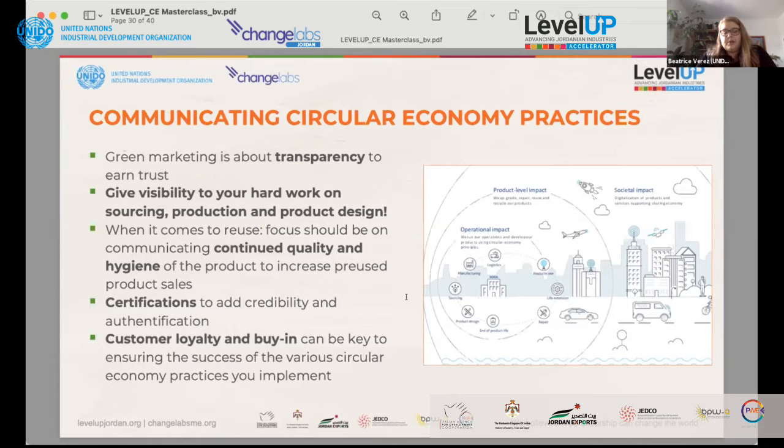And really, going back to all the things I was saying before, it is important for your customer to be loyal and to buy in to what you're trying to do when it comes to circular economy. For example, it'll incentivize them and make them care about returning products or care about repairing their products. So it is important that you get their buy-in and just work as a unit effectively.